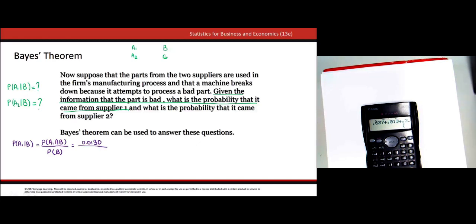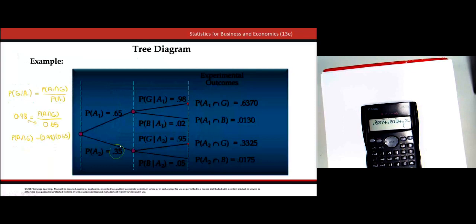But now what is probability of B? Remember, we can have bad parts from supplier 1 and bad parts from supplier 2. We have 4 outcomes. Part is good and comes from supplier 1. Part is bad and comes from supplier 1. Good and comes from supplier 2. Bad and comes from supplier 2. And we need to calculate probability of B.